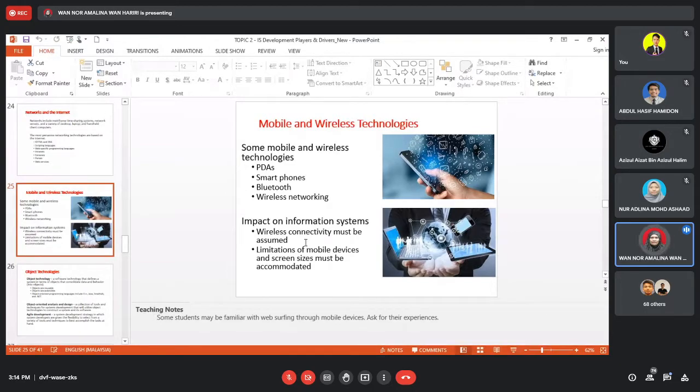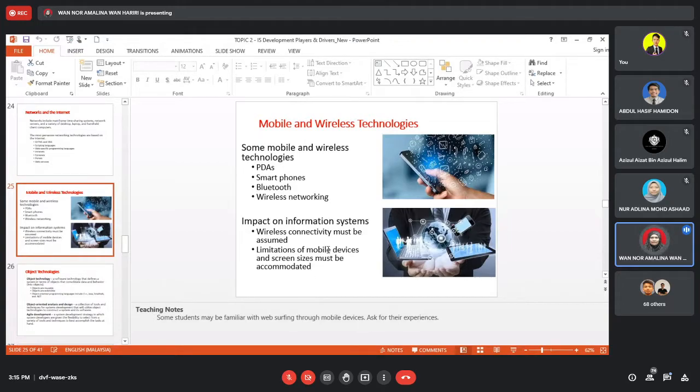Assuming that the house is a wireless subscriber. Okay, kita memang assume bahawa setiap rumah di Malaysia ni ada internet access. Whereas sebenarnya tak, ada lagi kawasan-kawasan yang belum mendapat the internet access. But we are assuming that the wireless connectivity is accessible, ada di mana-mana kawasan perumahan. Okay. And somehow limitations of mobile devices and screen sizes must be accommodated.